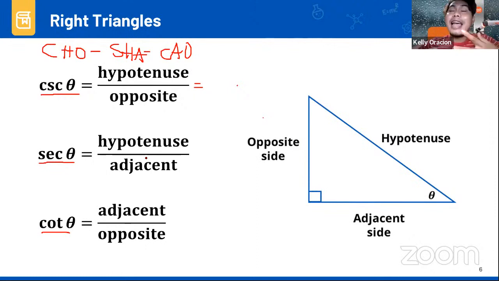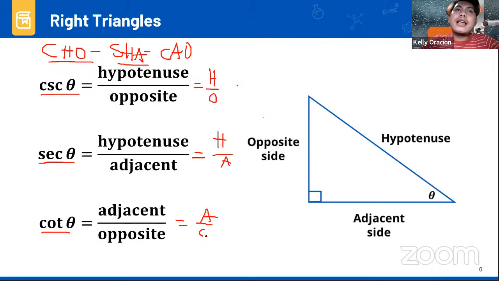So we have here, hypotenuse is H, opposite is O, so that's SOH. Then, for the second, it's adjacent over hypotenuse, that's CAH. And lastly, opposite over adjacent, that's TOA. SOHCAHTOA. Okay? Please memorize that one, SOHCAHTOA. Again, CSC stands for cosecant.